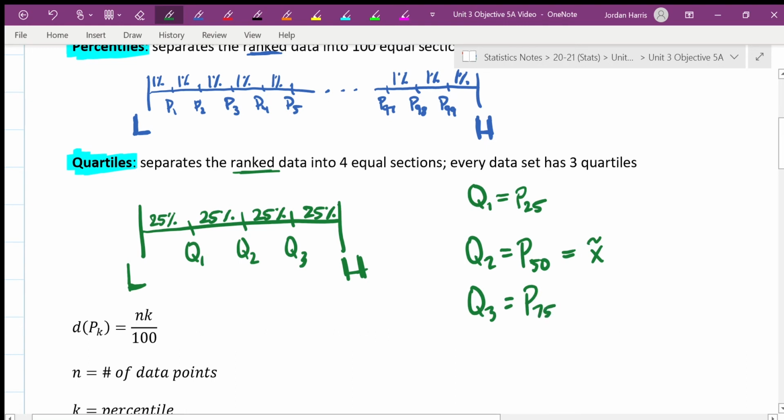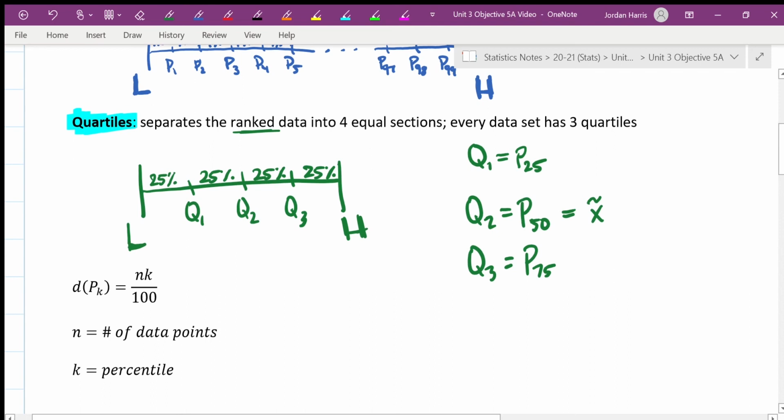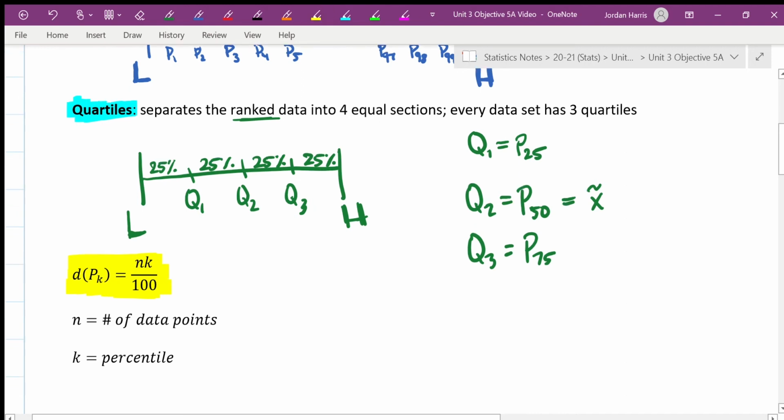Okay, this distinction is important because in the formula we use right here, that capital P represents percentile. Okay, which percentile are we dealing with? So if they're asking you to find Q1, you have to understand that that is the 25th percentile. If they're asking you to find Q3, you have to understand that's the 75th percentile. If they're asking you to find the median, you have to understand that is the 50th percentile, because you need to know which percentile to use in this equation.